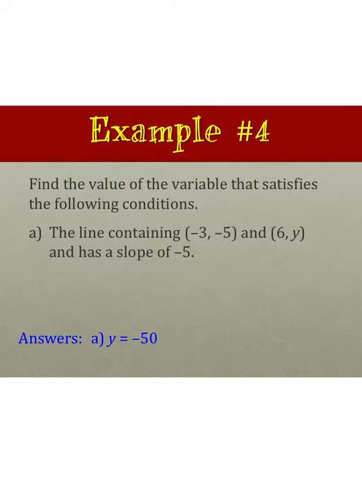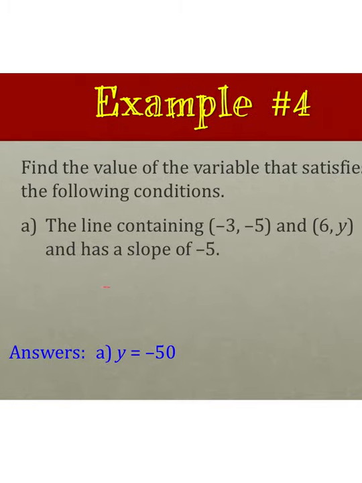All right, so here's a very popular type of problem that shows up in slope sections. We're going to find the value of the variable that satisfies the following conditions. So we have a line that goes through (-3, -5) and (6, y). Notice we are missing a variable here, but we know what the slope is. So we are still going to set up a slope formula, except now I know that the slope is -5. Okay, so I know what it's going to equal.